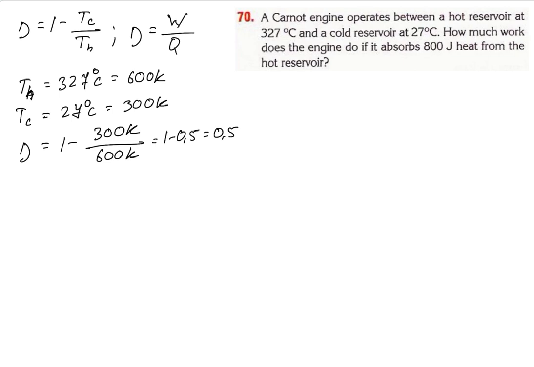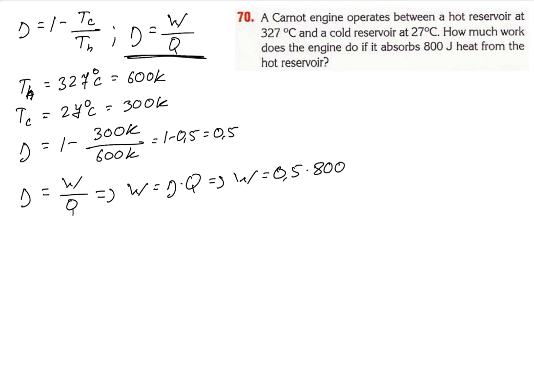Next step, we put the efficiency into the second equation. So efficiency is equal to work over Q. If I rearrange it for work, it will be work is equal to efficiency times Q. So our work is equal to 0.5 times 800, which is equal to 400 joules of useful work.